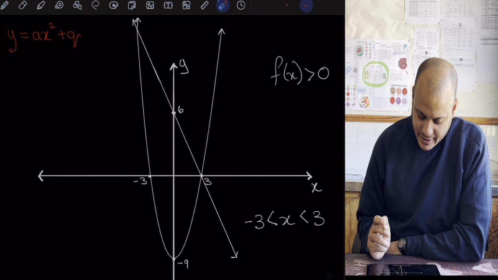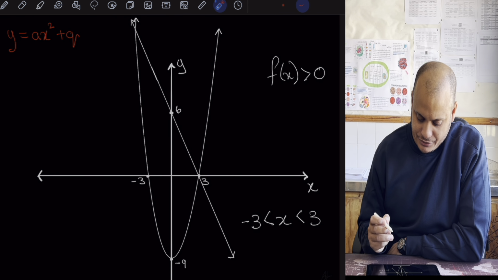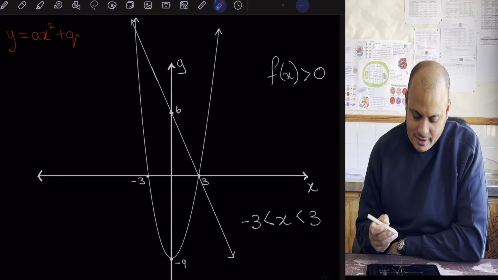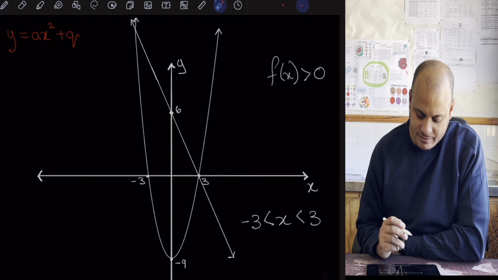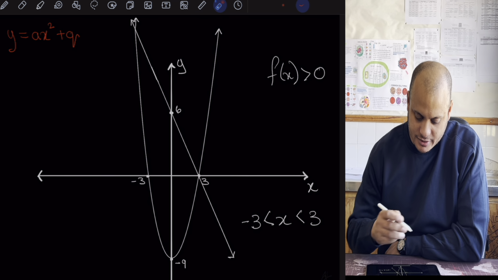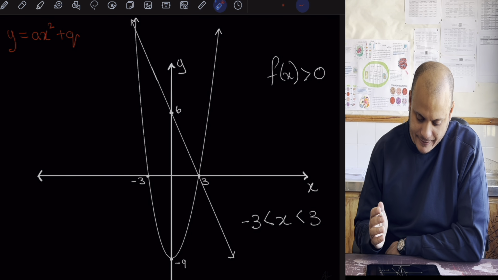Now, before we do that, it is important that you are able to see where the graphs lie above and below each other, and for what intervals, okay, from where to where.